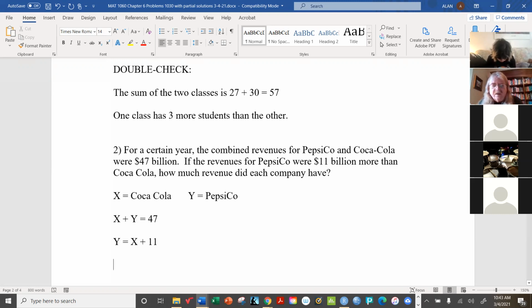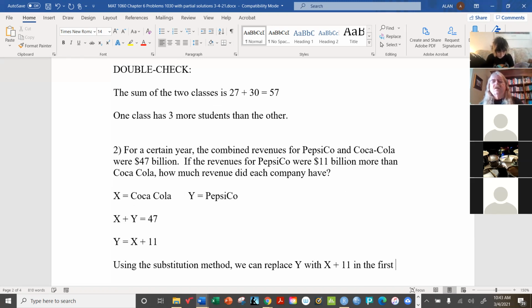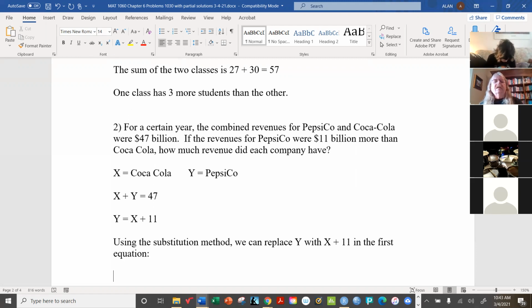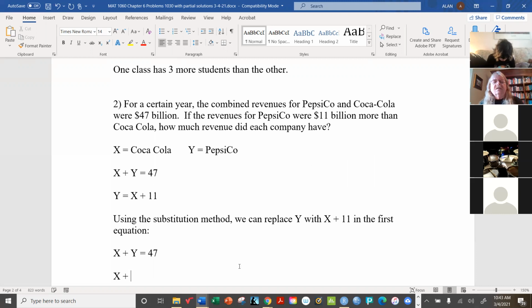All right, now we have two equations and two unknowns. Now, using the substitution method, we can replace Y with X plus 11 in the first equation. In other words, we know that X plus Y is 47, but we also know that Y is X plus 11. So watch what happens. X plus (X plus 11) equals 47.